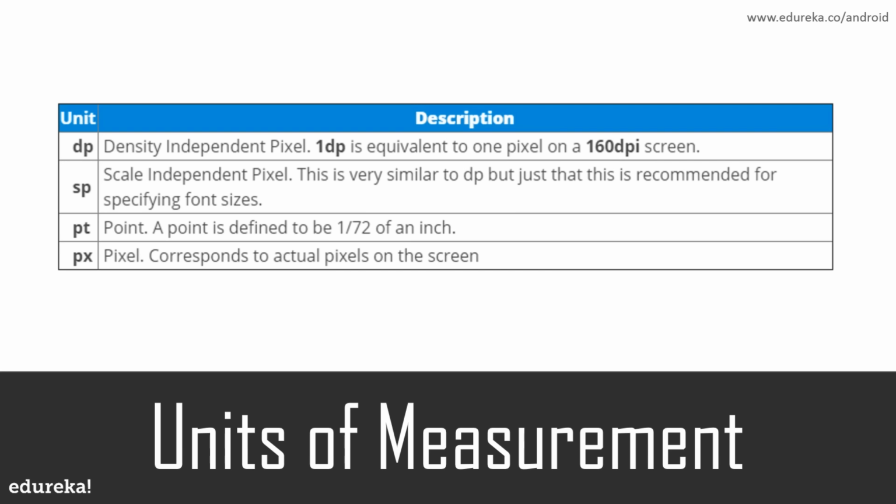And talking about the other three, DP is density independent pixel. One DP is equivalent to one pixel on a 160 dpi screen. Talking about SP, SP is a scale independent pixel. This is also very similar to DP and is recommended for specifying the font sizes in your application. Now PT. PT is used for points, right? A point here is defined to be 1/72nd of an inch.